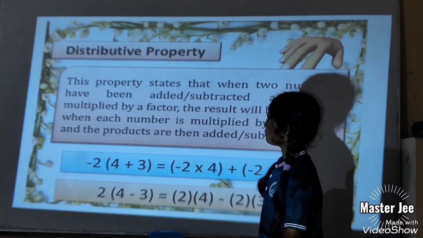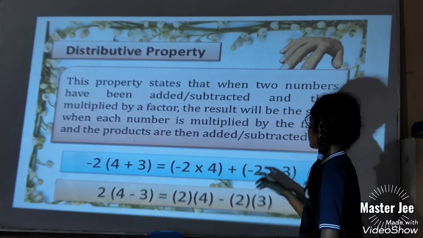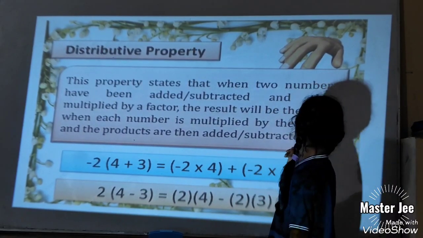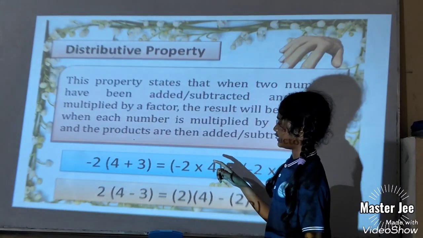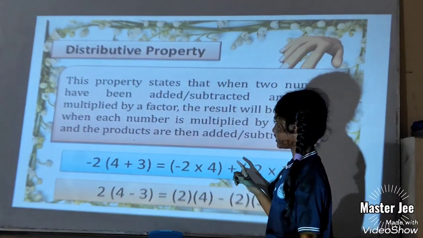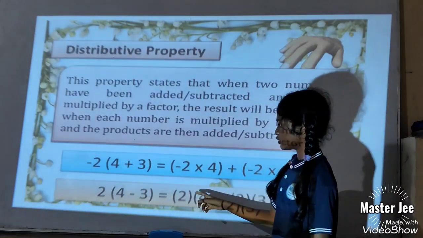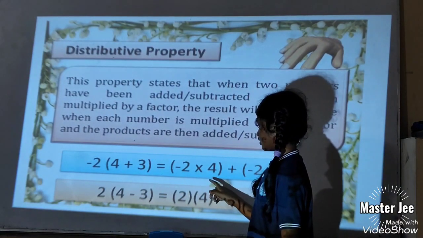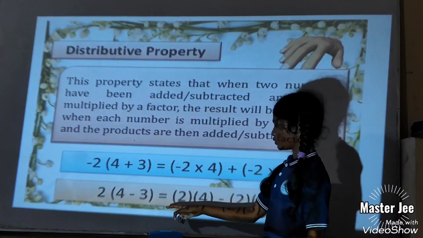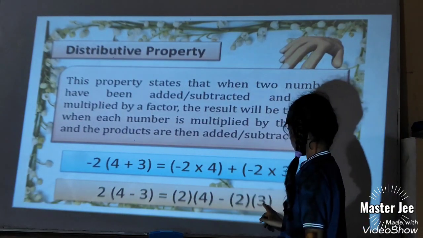Distributive property. This property states that when two numbers have been added or subtracted and then multiplied by a factor, the result will be the same as when each number is multiplied by the factor and the products are then added or subtracted. Minus 2 bracket 4 plus 3 is equal to minus 2 into 4 plus minus 2 into 3. 2 into 4 minus 3 is equal to 2 into 4 minus 2 into 3.